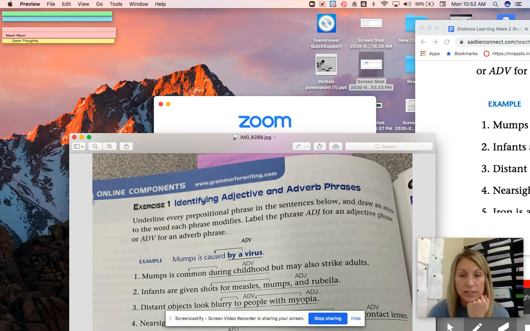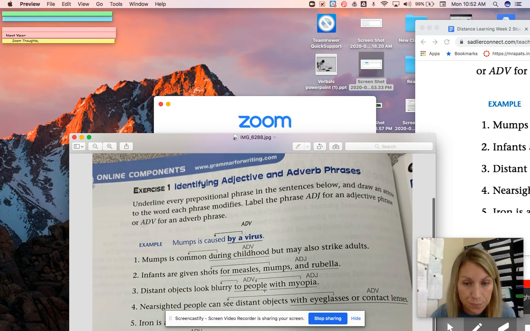Now think about this. With myopia is describing the people, okay? Because the people have this. People is a noun, so that makes this an adjective phrase. I want you to think about that for a second. This phrase is describing a noun, so it's an adjective. This phrase is describing an adjective, so it's an adverb. Okay? 2 different prepositional phrases acting as 2 different things.